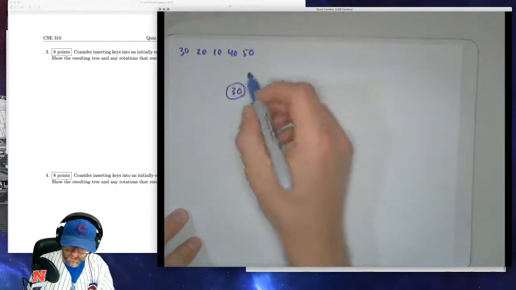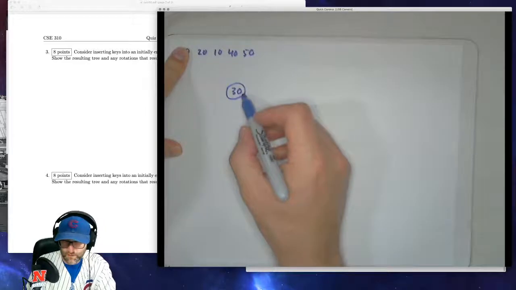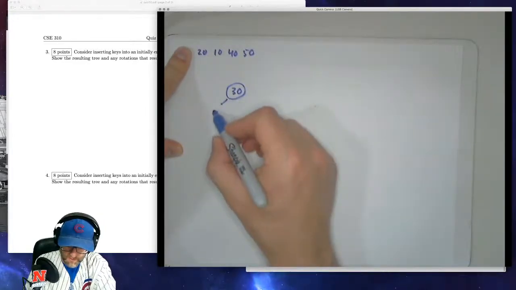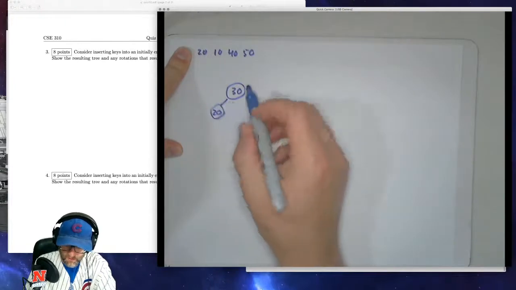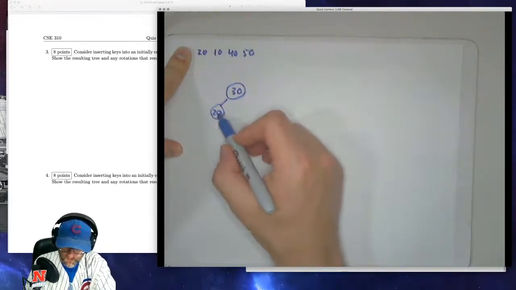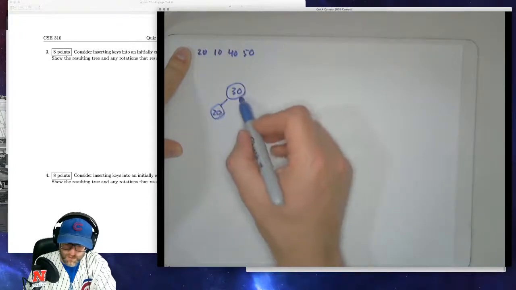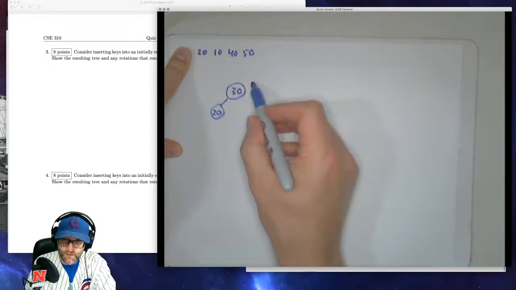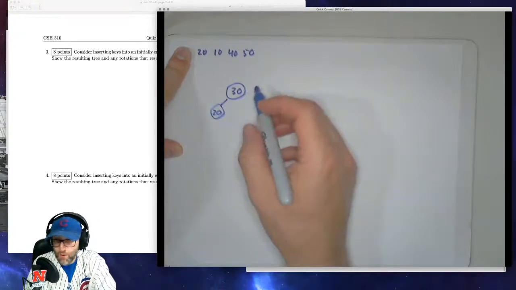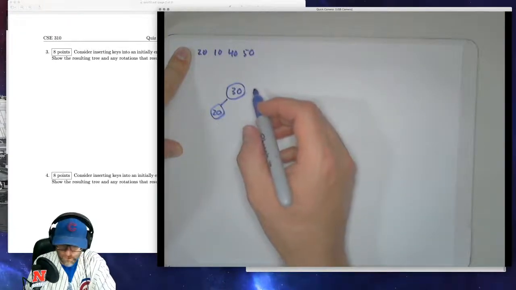So 30 gets inserted. Right? Balance factor, of course, there's 0. 20 will get inserted as the right child of 30. Balance factors, again, are going to be 0 for 20, and this one is going to be 0 minus negative 1, so it's going to end up being positive. It's skewed to the left, but 0, 1, and negative 1 are perfectly fine.